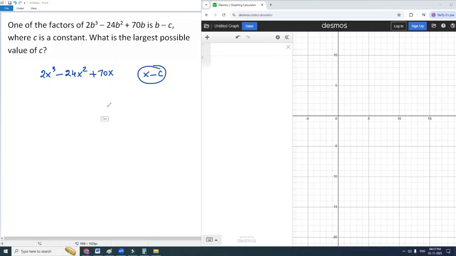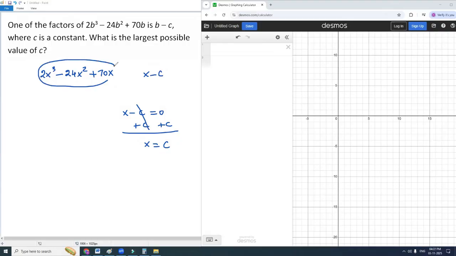Now let's equate this factor to 0 and solve for x. Add c to both sides of this equation. Negative c and positive c will cancel out. We get x equals c. Since x minus c is one of the factors of this expression, this c must be the x-coordinate of one of the x-intercepts of the graph of this expression.